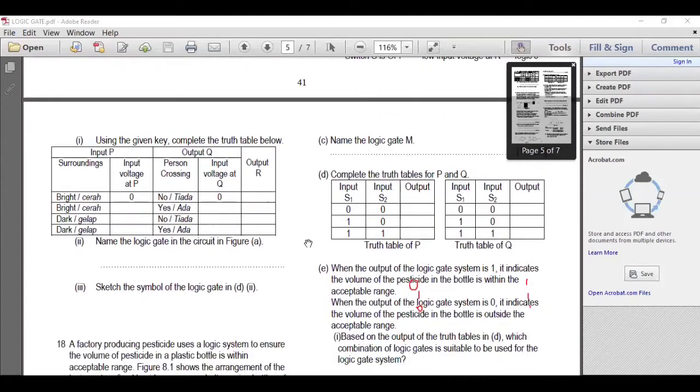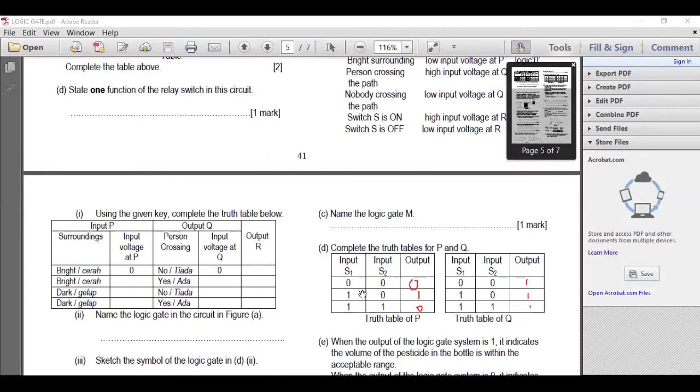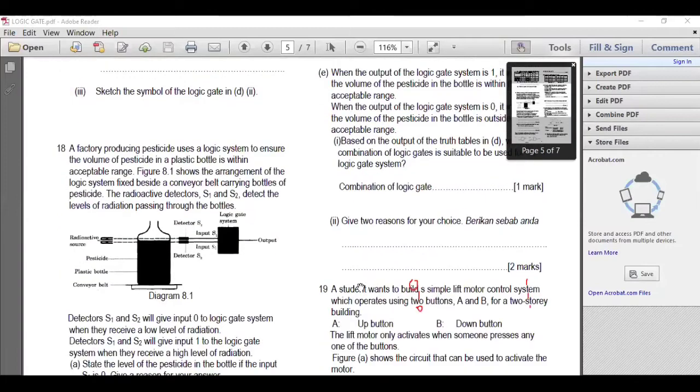Next, they ask: when the output of the logic gate is 1, it indicates the volume of pesticide is within acceptable range. When the output is 0, it indicates the volume is outside acceptable range. Based on this, which combination is suitable? When your output is 0, that means it's outside, which can be too high or too low. When it's 1, that means acceptable range. What do you mean by S1, S2 being 0? When S1, S2 are 0, your volume is very high.